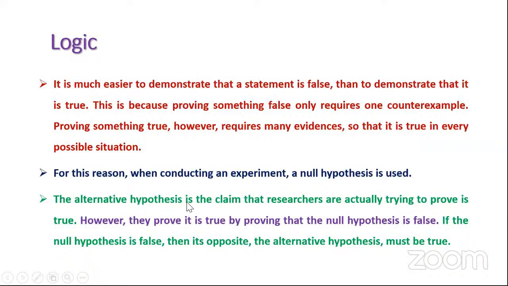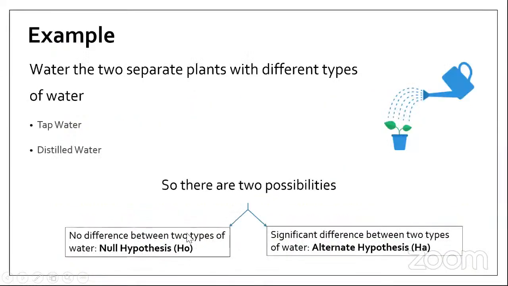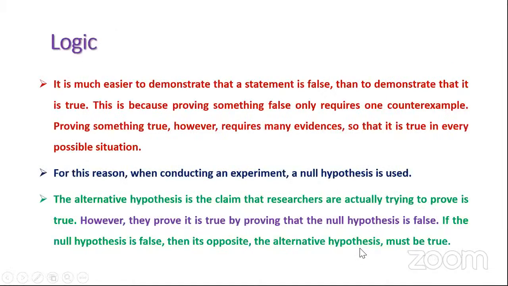The alternate hypothesis is a claim, a statement that is made by the researcher. So the alternate hypothesis is a claim that the researcher actually tries to prove. However, they prove the alternate hypothesis by proving that the null hypothesis is false. So they prove that the null hypothesis is false, but they claim that the alternate hypothesis is true. So if the null hypothesis is false, then the opposite, the alternate hypothesis, must be true.